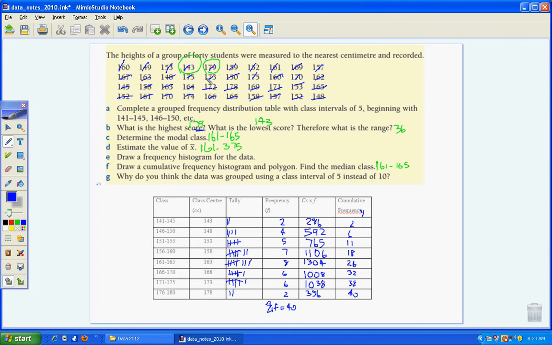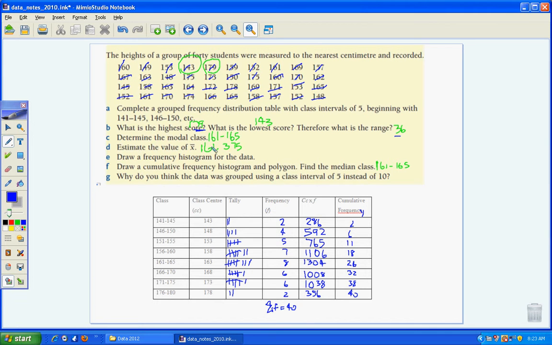The lowest score is 143. So that means our range is 36. The modal class, well, I went through, did the tally, and found that my modal class would be 161 to 165 because that has a frequency of 8. I had the highest score in that class there.